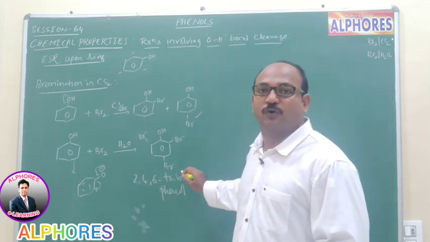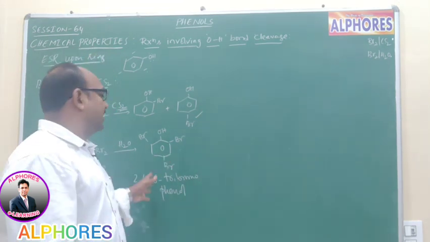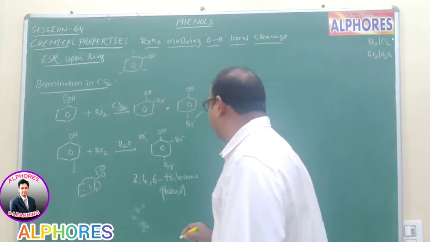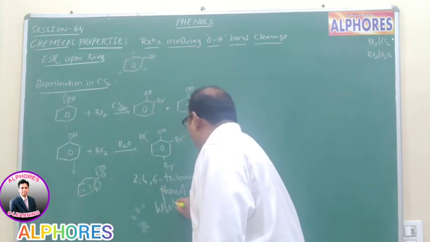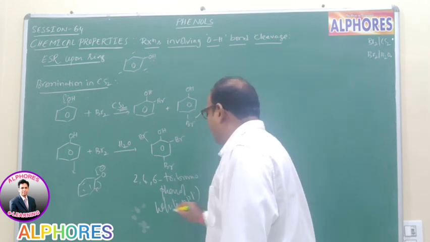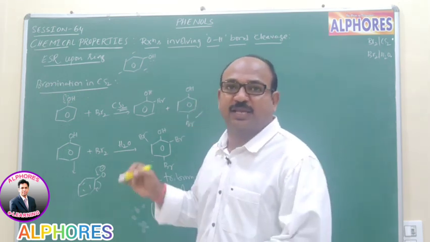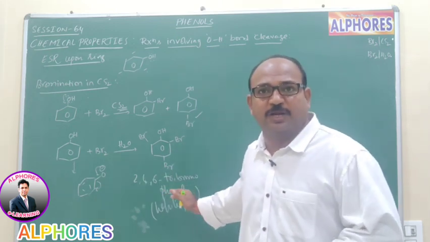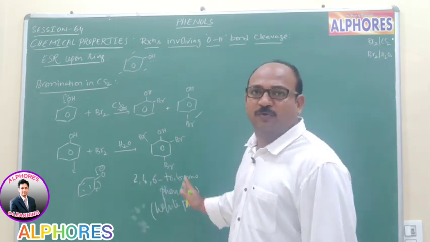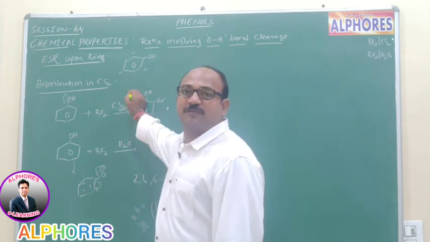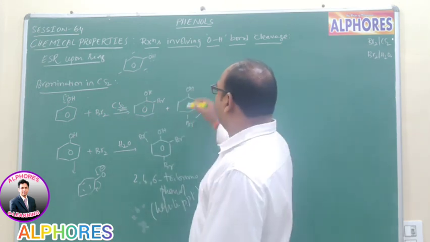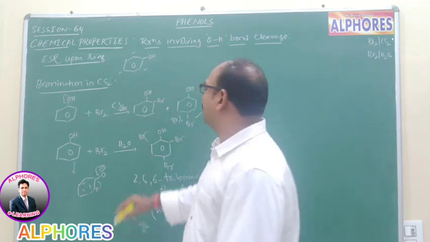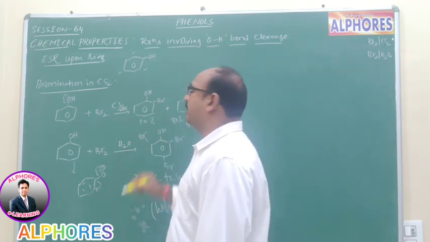And we are getting 2,4,6-tribromophenol. This 2,4,6-tribromophenol is a white precipitate. That means in the case of polar solvents, bromination of phenol gives a white precipitate of 2,4,6-tribromophenol. Whereas in the case of non-polar solvents, we get the para product as the major product, 80%, and the ortho product as the minor product, which is 20%.